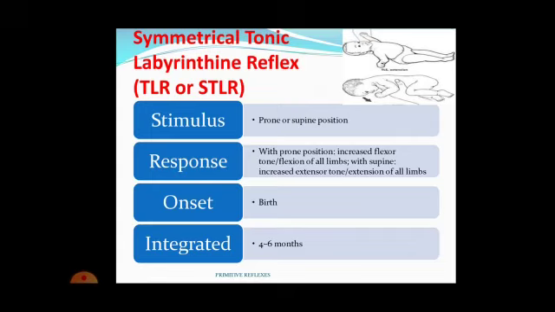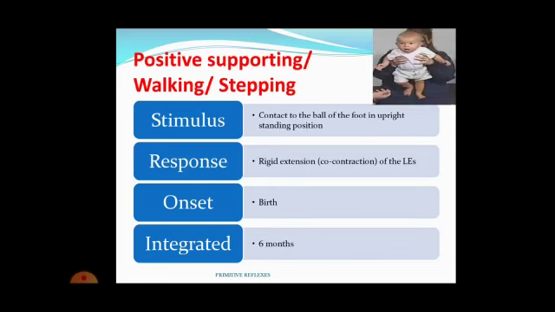Response with prone position will be increased flexor tone, so that will lead to flexion of all limbs. But when the child is in supine, there will be increased extensor tone that will lead to extension of all four limbs. Clear? So that is seen properly in this figure also. Onset is from birth and integration occurs at the age of 4 to 6 months.